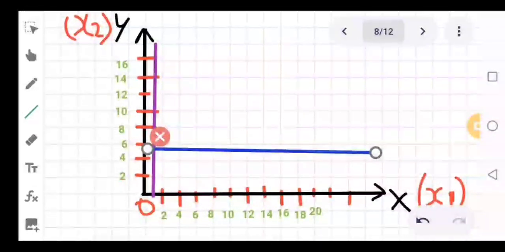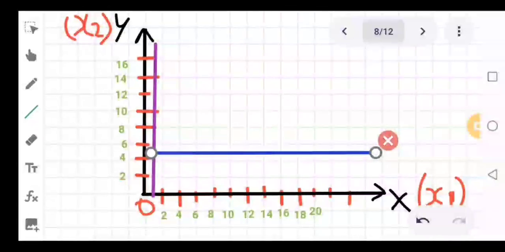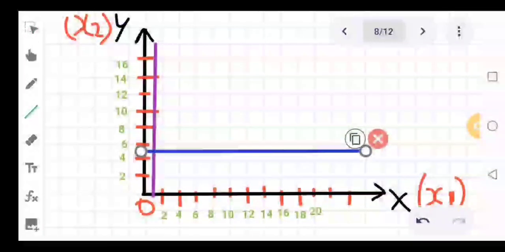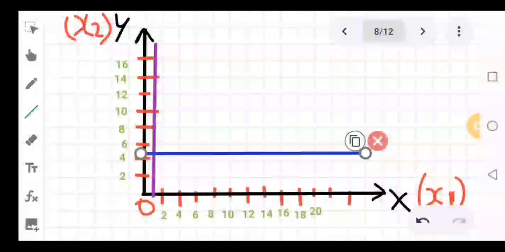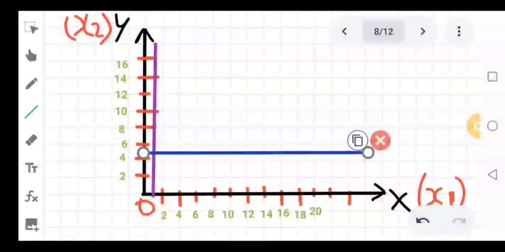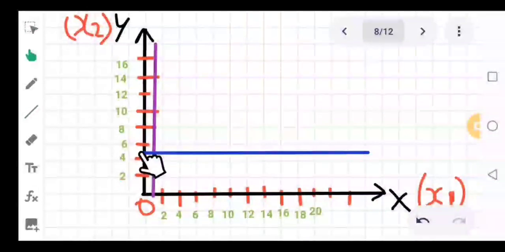This is your x2. Okay, so x2 is equal to 5. So try to put it in the center. You can use the actual graph to get more accuracy. Okay, here x2 is equal to 5, so it will be between 4 and 6. That's why I have drawn it here.